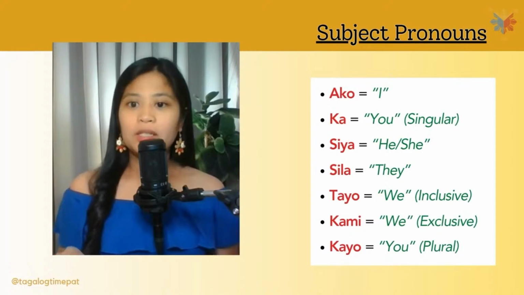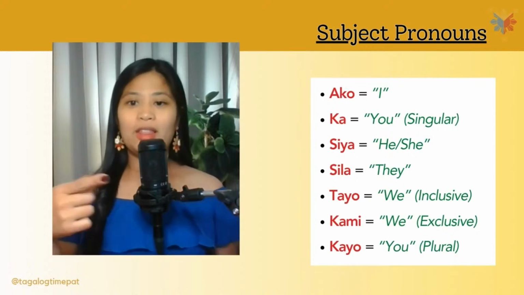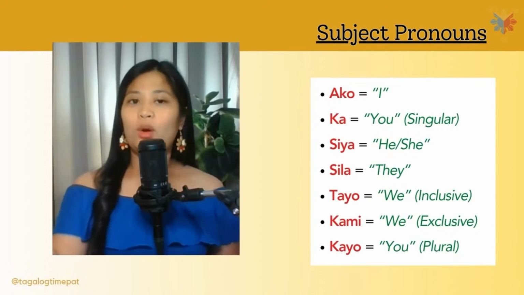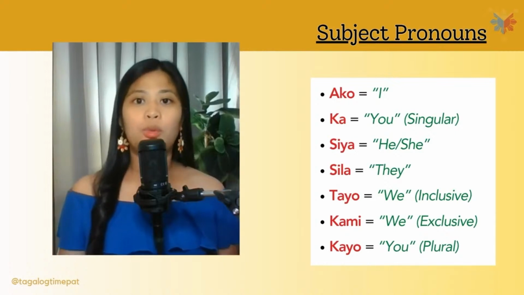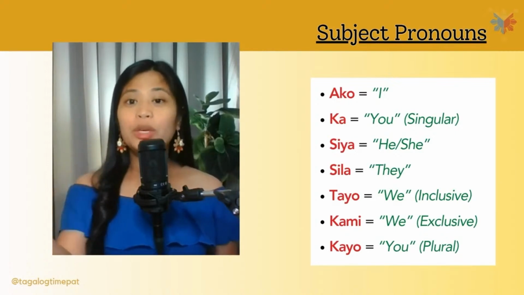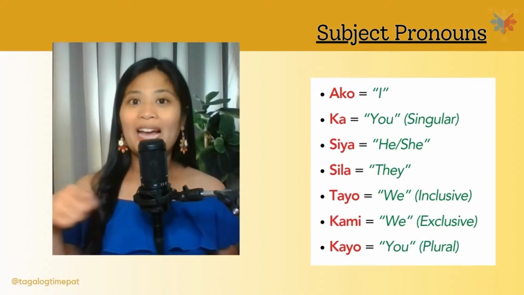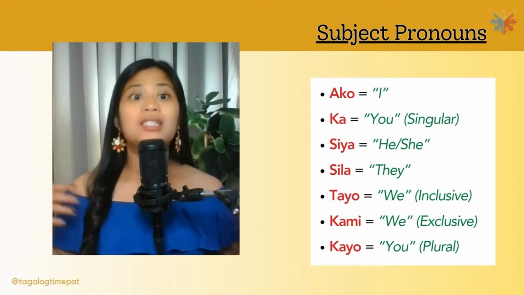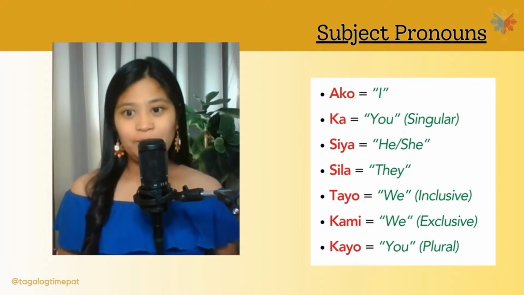So now let's go back to the two different types of we here. So tayo is all of us together. You and me and the whole class, we are all doing the action. So kumakain tayo. We are all eating. So it's inclusive because everyone is doing the action.